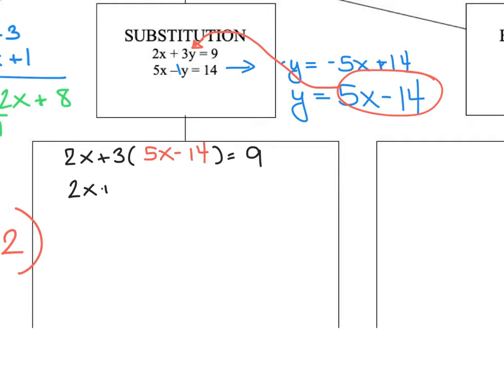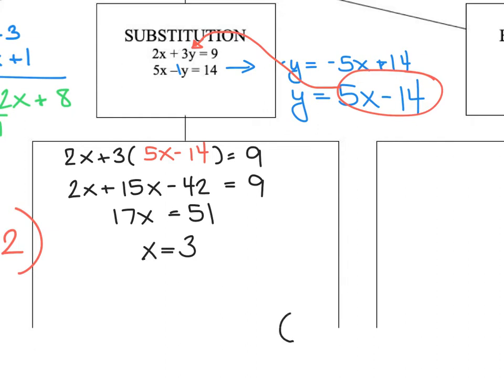So I start by distributing. I get 15x minus 42 equals 9. Combine my like terms, I have 17x. I'm going to add 42 to both sides, equals 51. And I divide both sides by 17, and I get x equals 3. As far as my solution, I'm halfway there. Remember, x, y, as far as your solution. If they ever use variables that are not x and y, common practice is just to alphabetize.